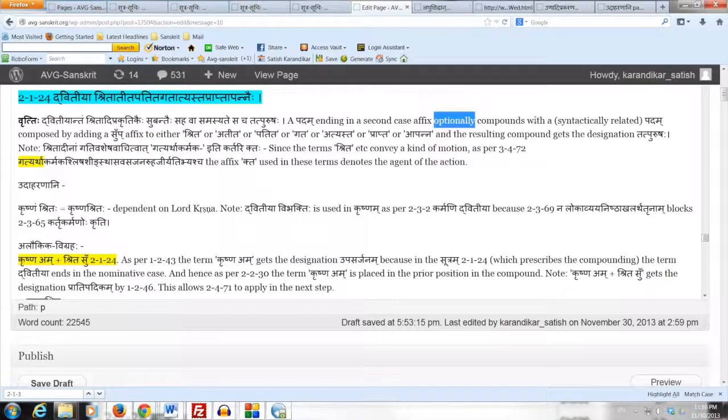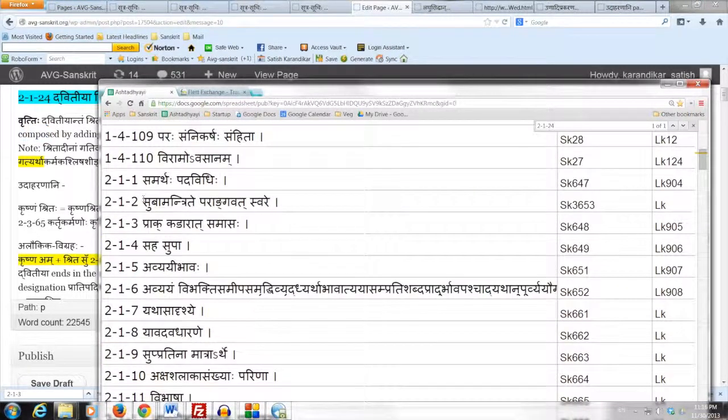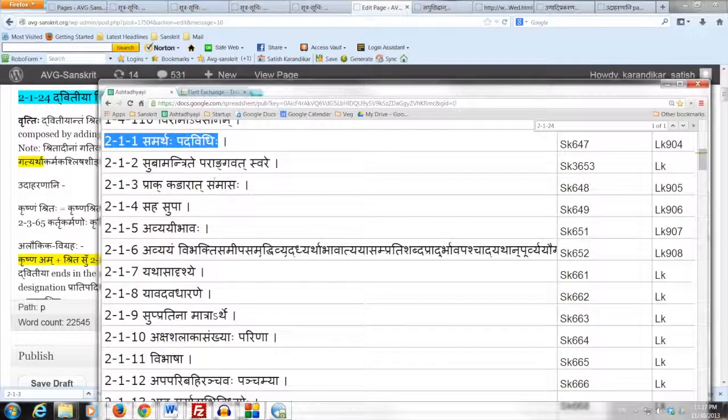Second point here is, why do we say syntactically related padam? Because recall the adhikara of samartha padavidhi, which tells us that any time there is a padavidhi, a prescription involving one or more terms having the designation padam, then there has to be samarthyam, a syntactic relation between those terms in order for the vidhi, the prescription, to apply. If there is no syntactic relation, then the padavidhi does not take place.